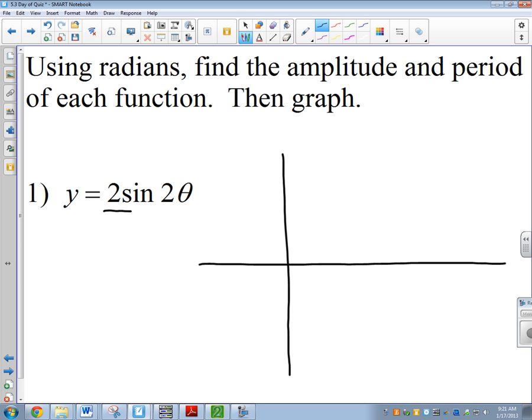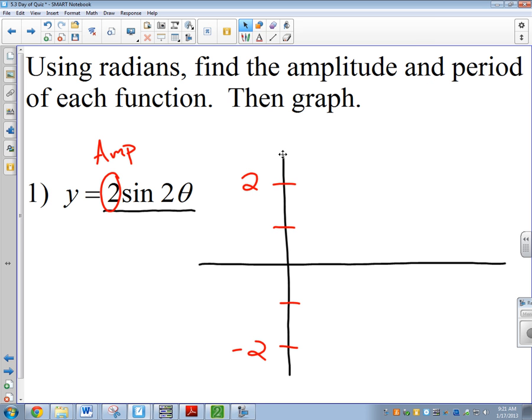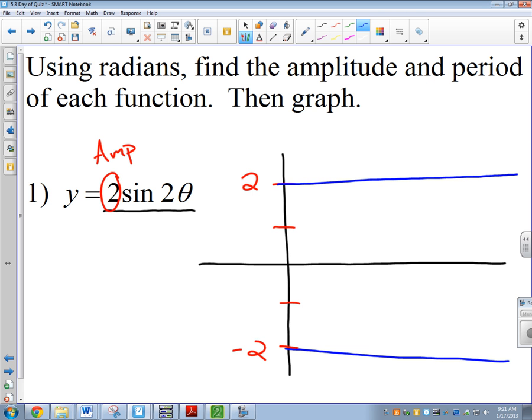We're graphing 2 sine of 2 theta. So the thing we're going to look at first is the number in front. The number in front is going to tell you the amplitude. So this 2 right here is my amplitude. That's how high my graph is going to be stretched. So in this case, since it's 2, I'm going to go up to 2, and I'm going to go down to negative 2. That's where my graph is going to go. So it's going to live in between those two worlds. I like to draw a line here just to show that's as high as I go, that's as low as I go. The other thing is that it's 2 theta.